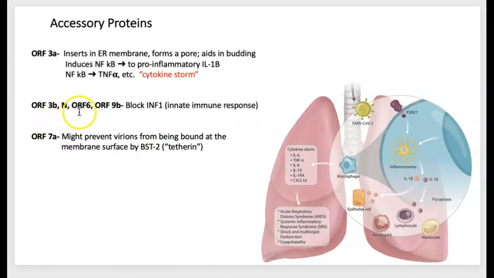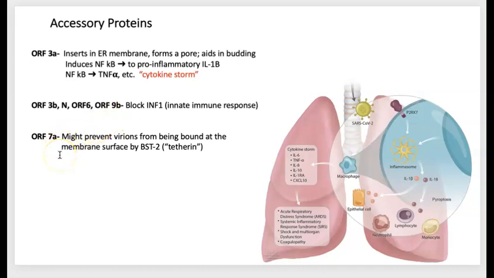ORF3b, N, ORF6, ORF9b all contribute to blocking interferon, part of the innate immune response. So again, interferon is that alarm chemical that infected cells will produce to alert neighboring cells that, I'm infected. Again, batten down the hatches and prepare for what's coming. And usually what that means is that the cells are then primed to produce nucleases, RNA nucleases, for example, that would then degrade the incoming virus RNA.